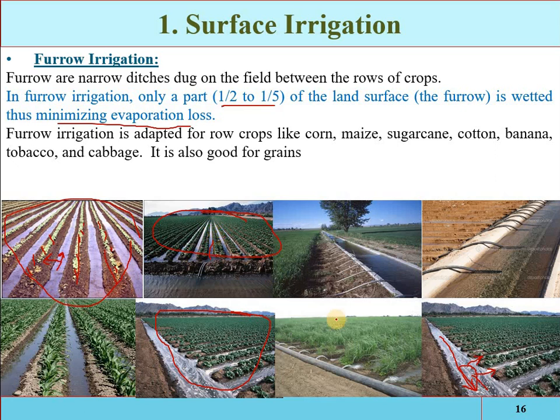Suppose the land has a steep slope, so the water which you divert into the furrow will quickly move to the downstream area, so no water will be available upstream for proper infiltration. If the soil is highly permeable, then the water will be quickly infiltrated at the upstream portion, and no water will be available for the downstream area. So you have to design smaller lengths of furrows. That is the variation in the length of the furrow, from 100 to 200 meters.